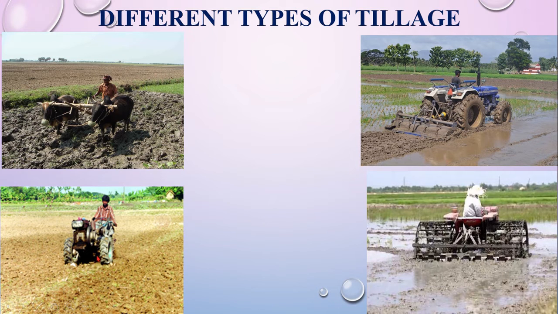And here is another one on the left-hand side, bottom corner. You see this is a power tiller, and this one on the right-hand side is used in waterlogged conditions, where the clay soil is present and there is water in the land. So this type of tillage operation you can observe nowadays in our country, in the field, where farmers use these types of machines for tillage or plowing operations.